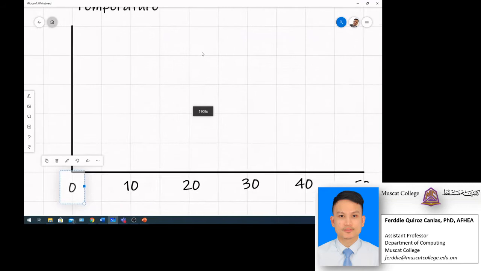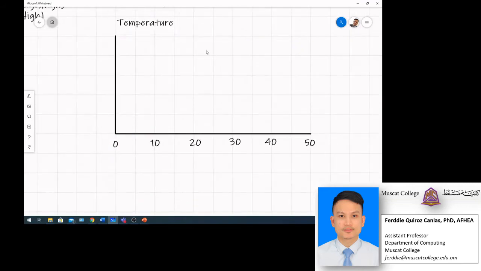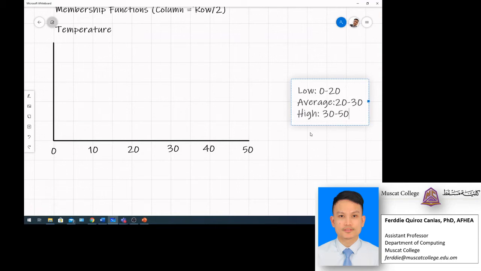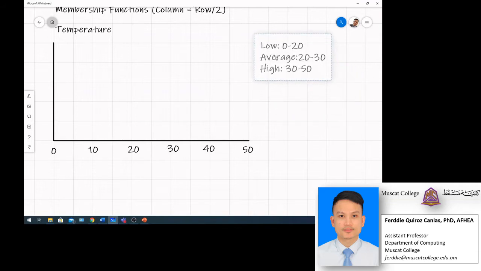Because temperature, as per our requirements, is from 0 to 50. Okay? So if you want, can I draw the tables here? Maybe I could draw the table so that you will know what I am doing. Low is 0 to 20. Average is 20 to 30. High is 30 to 50. Okay, so these are the ranges that we need to go with.